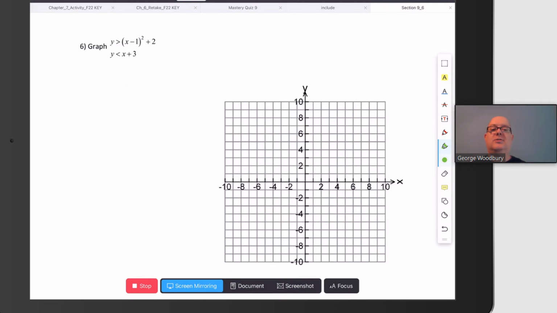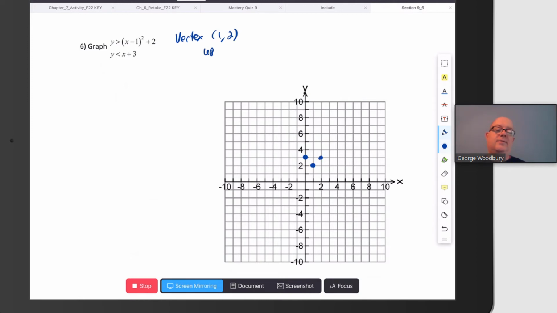We can actually figure this out ourselves without the arithmetic. So let's begin with the parabola. It's in HK form, so the vertex is at (1, 2). It opens up from there. The y-intercept would be at (0, 3). There's a symmetric point over here.